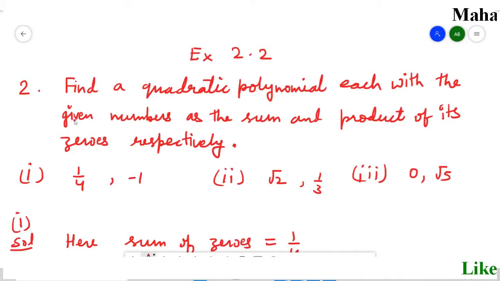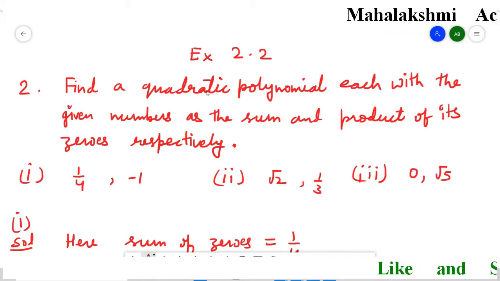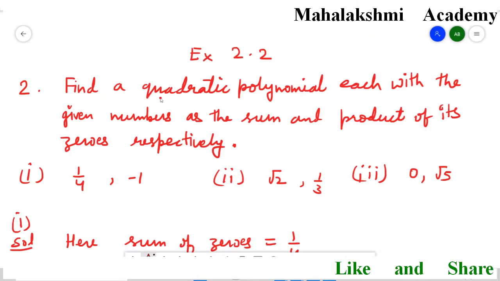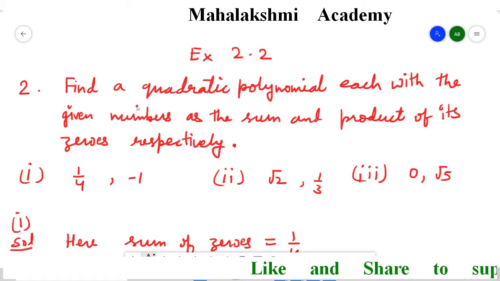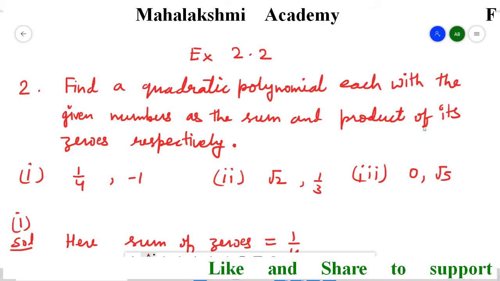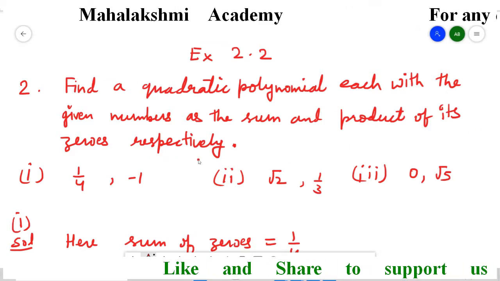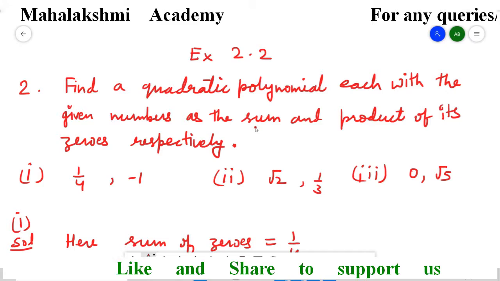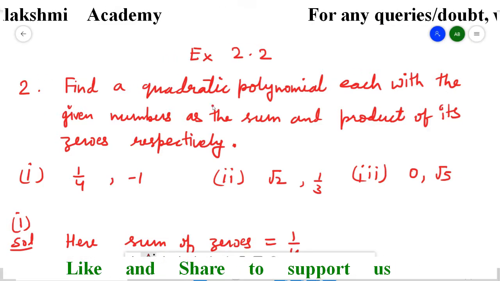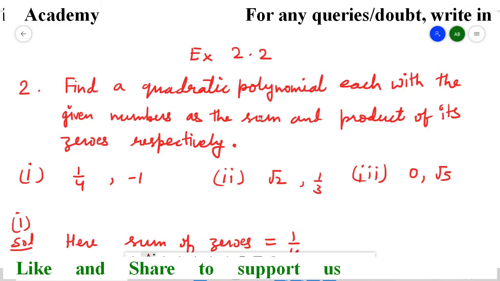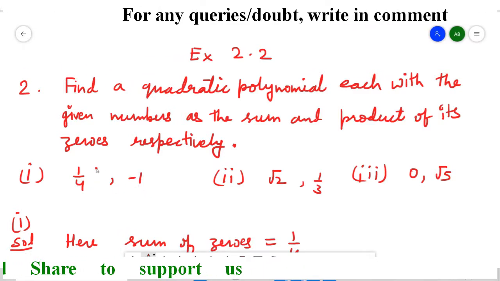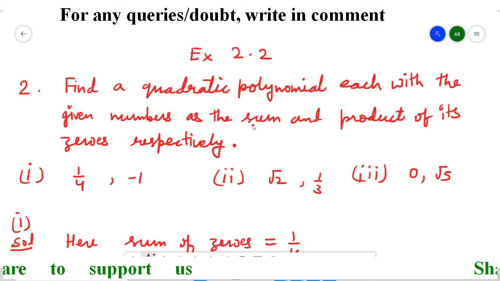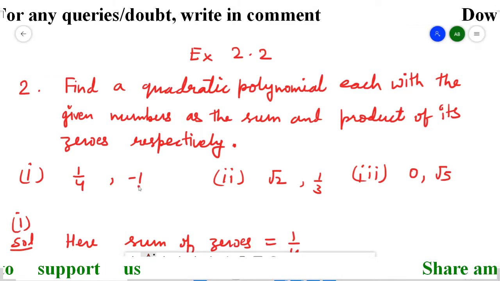Hello everyone, I am going to explain question number 2 from exercise 2.2. The question is, find a quadratic polynomial each with the given number as the sum and product of its zeros respectively. So students, here we have to find the quadratic polynomial, and among whatever numbers are given, the first one is the sum of zeros and the second one is the product of zeros.